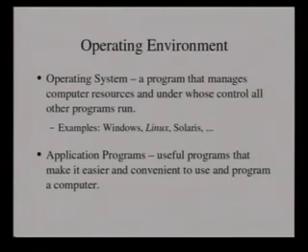An operating environment essentially consists of an operating system and a number of application programs. An operating system is a program that manages the computer resources, and all application programs run under the control of this software. As I said, there are several operating systems like Windows, Linux, and Solaris. We will be using Linux for all demonstrations in this particular lecture series. Application programs are useful programs that make it easier and convenient for us to use and program the computer. We will see a number of application programs and see how to use them. Let me first introduce you to the various parts of the computer.